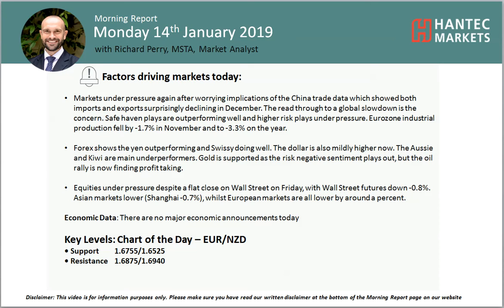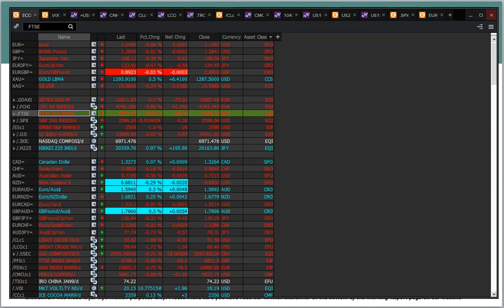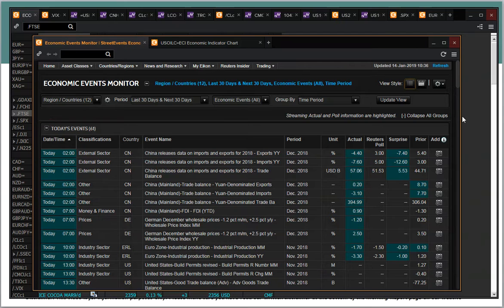We've got a relatively risk negative outlook forming on markets across the Forex and equities today. Equities are taking the brunt of it really, and that's coming on the back of this Chinese data that we had overnight, and it was trade data which actually surprisingly showed that Chinese exports and imports both fell. And that has sort of got negative implications for the global economy really.